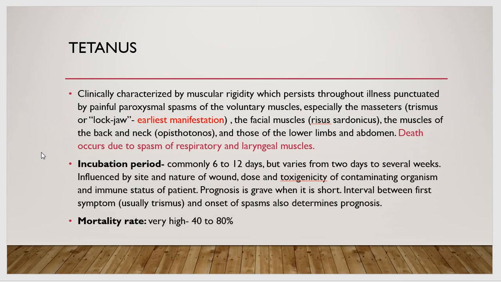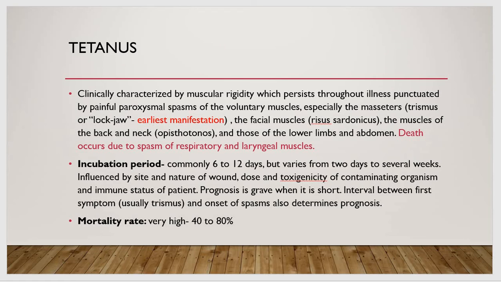Then another thing, the facial muscles. When it affects the facial muscles, it causes risus sardonicus. Then it affects the muscles of the back and neck, causing opisthotonus, and also of the lower limbs and abdomen. And when these features occur, death can also occur, and this disease has a very high mortality rate, from 40% to 80%.